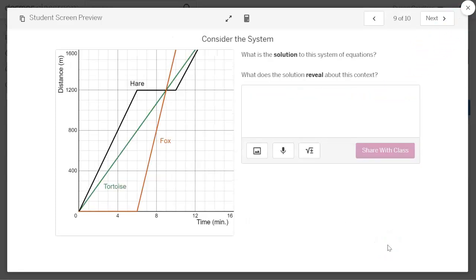We're getting back into systems of equations on screen 9, and we're looking for the solution to the system. So that's the point in the graph where the x and the y coordinates are the same for all three. So there is one point. What does that solution reveal in this context? So what is it telling you about the fox, the tortoise, and the hare, their time and their distance? So have them just put in words what that point reveals.